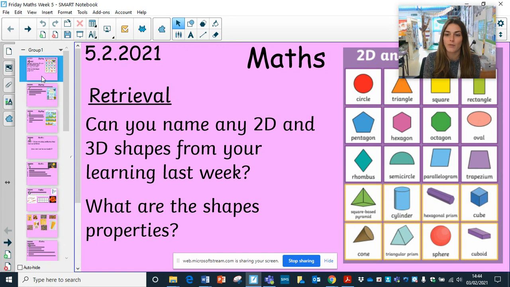Your retrieval today, your recap, is of your 2D and 3D shapes. Have a little think about those. Excuse that it says learning last week, it wasn't last week, it was a few weeks ago now. So what are the shapes? How do you know? Think about talking about their properties and using the correct vocabulary: corners, edges, sides, faces, vertices, all that language that you learned when you were looking at 2D and 3D shapes.